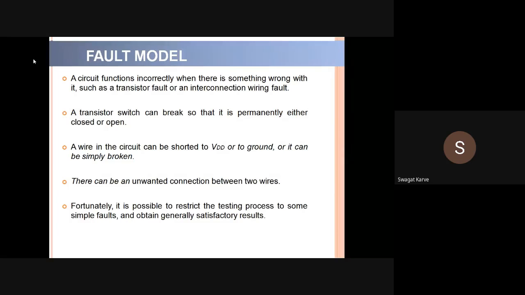And what are the different cases that occur in this fault model testing? So the transistor switch can break, or it may get damaged permanently. This is one of the reasons. Then wires in the circuitry can be shorted to VDD or to ground, or simply be broken. So this may be the reason. Then there may be an unwanted connection between two wires.